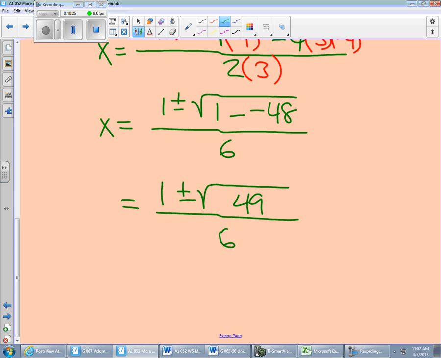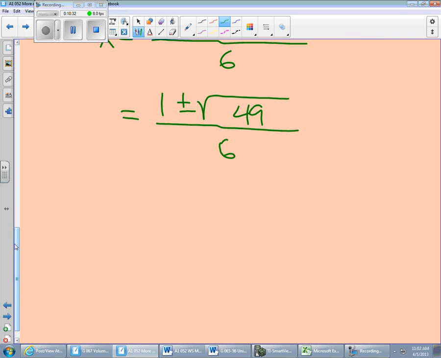Okay. Now this one's actually going to work out fairly nicely. Sometimes the quadratic equation does this. What do you know about the square root of 49? It is 7. The radical actually cleaned up nicely because we ended up with a perfect square underneath the radical. It's cool when that happens, but it doesn't often happen. But anyway, here we go.